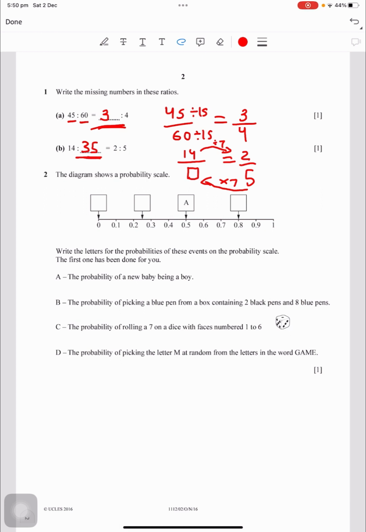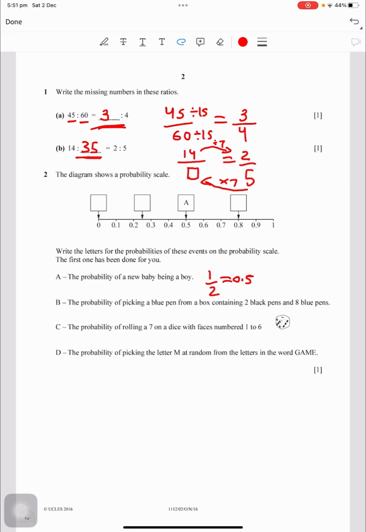Here, as you can see, this is the scale right here. Write the letters for the probabilities of these events on the probability scale. The first one has been done for you. A, the probability of a new baby being a boy. That is 1 by 2 chance, which is equal to 0.5 in decimal. As you can see, they wrote A over here. That one is done first, so we need to do the other ones now.